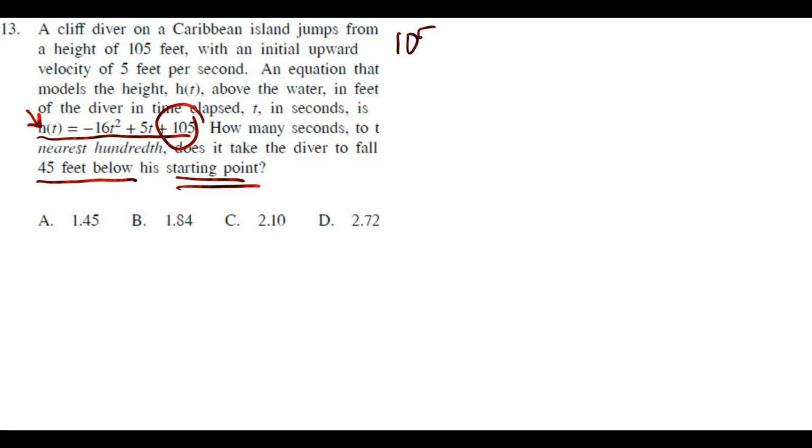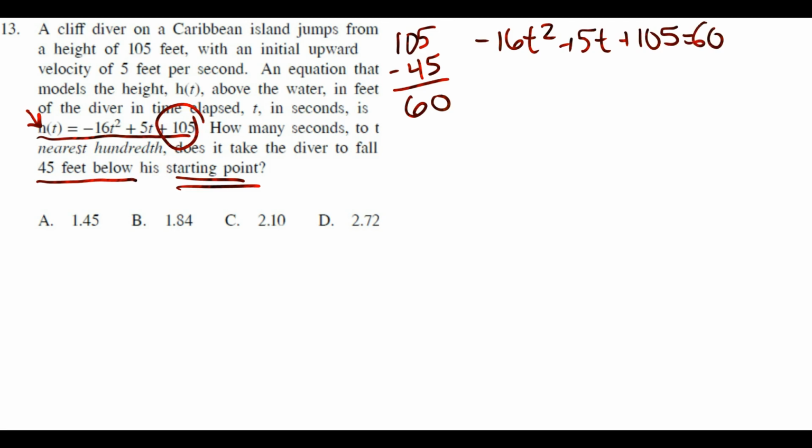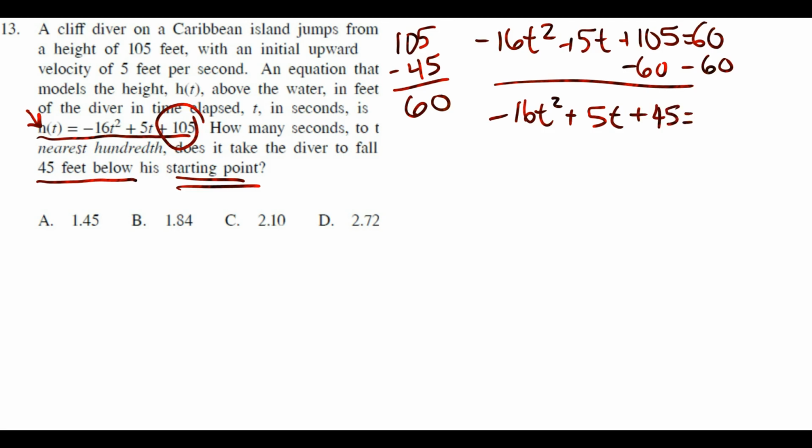So we take 105 and subtract 45 from it, and we end up getting 60, which is 45 feet below the starting point. So when we come over here and solve this problem, we end up having negative 16t squared plus 5t plus 105 is equal to 60. Now, y'all, when we see this, we have to subtract 60 from both sides. So we end up getting negative 16t squared plus 5t plus 45 is equal to 0.